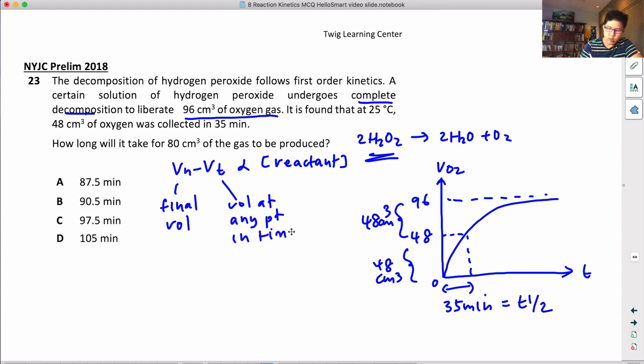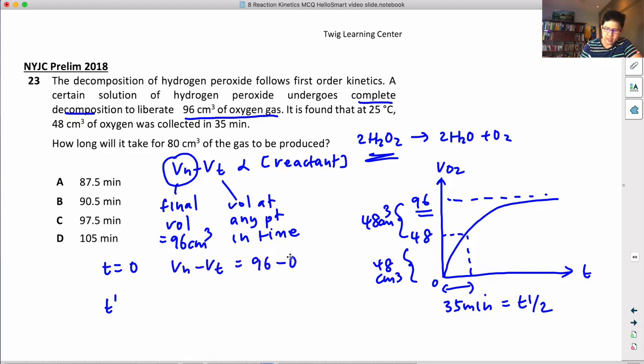So let's try when time equals 0. And T1 is where you collect 80 cm³. So when t equals 0, Vn first. Vn we already know is 96 cm³. At time equals 0, no gas evolved, so Vn minus Vt is equal to 96 minus 0, because no gas evolved here, which is 96. So this is the initial.